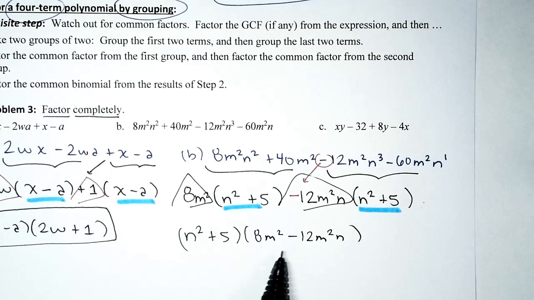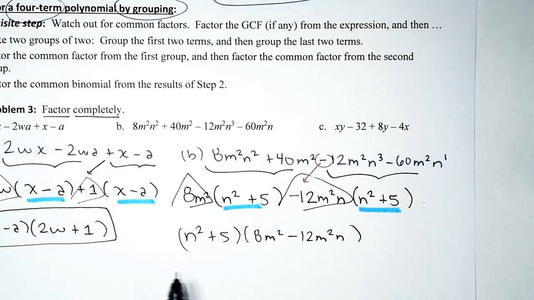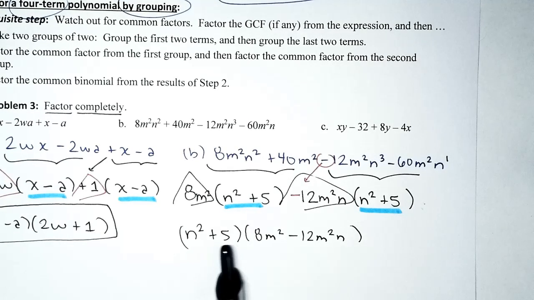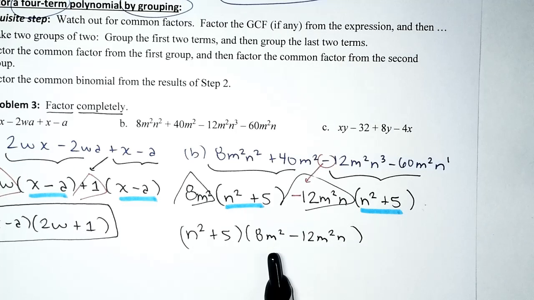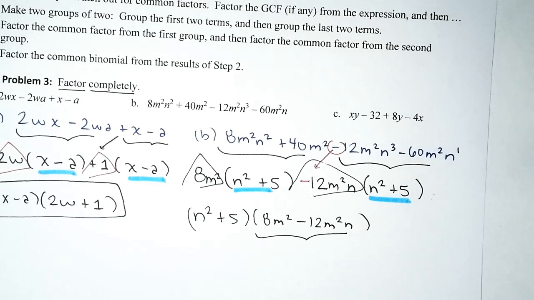We have factored. Again, what does it mean to factor? Factor is code for write me as a multiplication problem, and we do. The completely part is, did you break it down all the way? Maybe, maybe not. N squared and 5 don't have any factors in common, so we're good. But look, I'm crying, because 8m squared and 12m squared n do have some factors in common. So although we did factor, we didn't factor all the way, or completely.